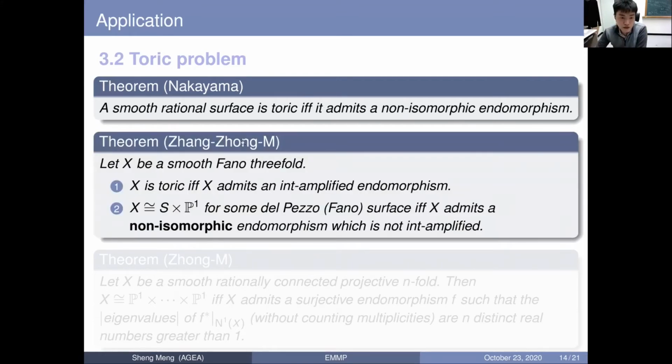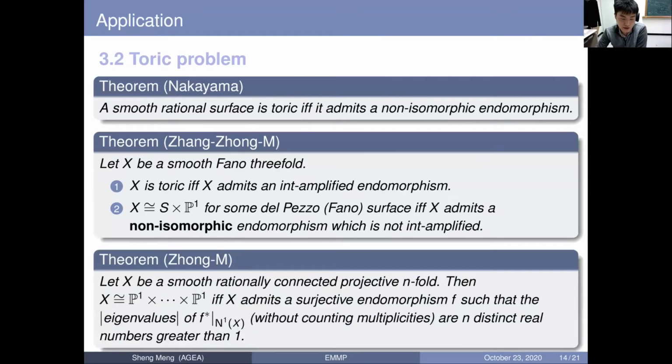John and I show that in dimension 3, if X is a smooth Fano threefold, then X is toric if and only if X admits an int-amplified endomorphism. And if it only admits a non-isomorphic endomorphism which is not int-amplified, then it splits. It is even better. So you see X splits as some del Pezzo surface and a rational curve. All these approaches are using the equivariant minimal model program.